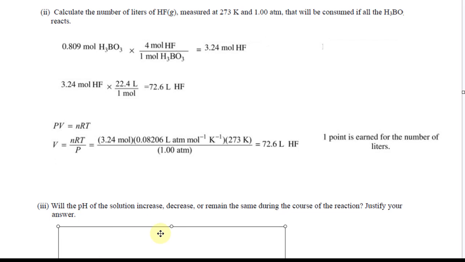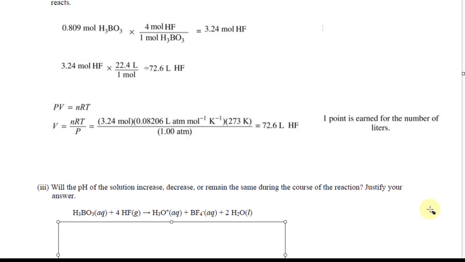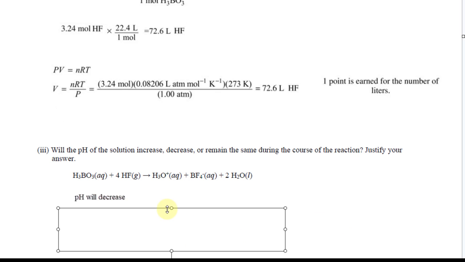So our answer will be, we've got our equation. I've got that there. You don't have to write the equation. pH will decrease. And be very careful when you're asking about pHs, because it's sort of the opposite of what you'd expect. Low pH, high H3O plus, H plus concentration. So answer the question. pH will decrease. Yeah, that's the point, but you need to justify.